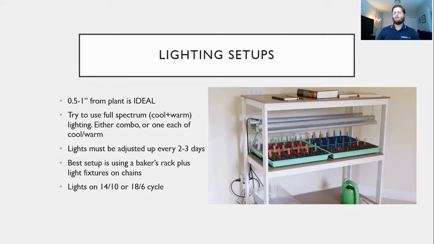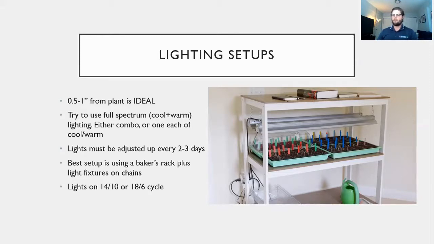So the key here is that you want full spectrum lighting regardless. You want cool lighting as well as warm lighting. So either a bulb that offers a combination of both of those ends of the spectrum, or at least one of each in order to give that full spectrum. You can see here again, our lights are on kind of a chain setup, and that's again because they're going to need to be adjusted up every 2 to 3 days.